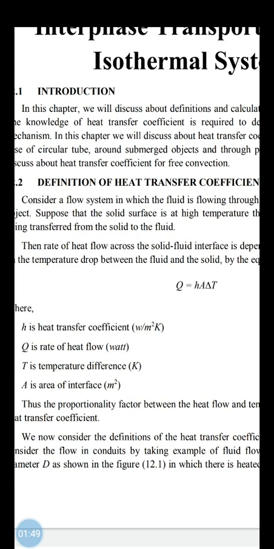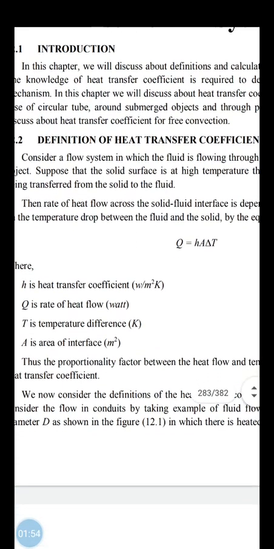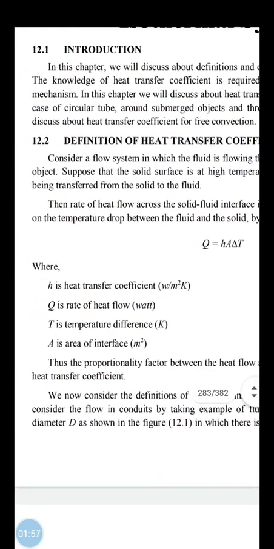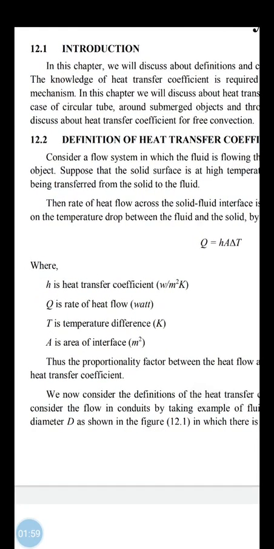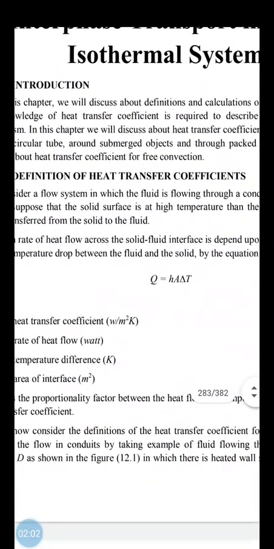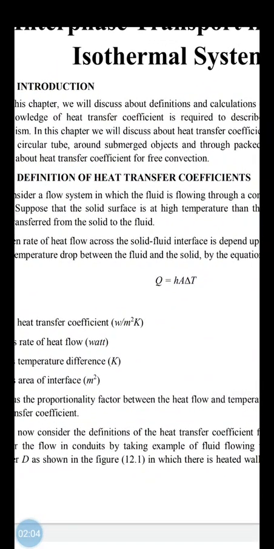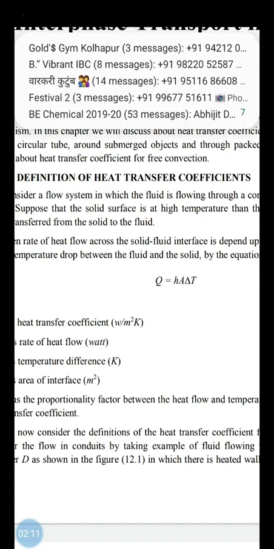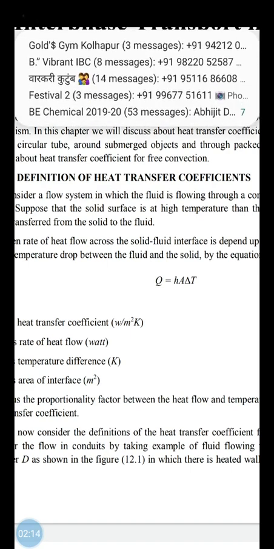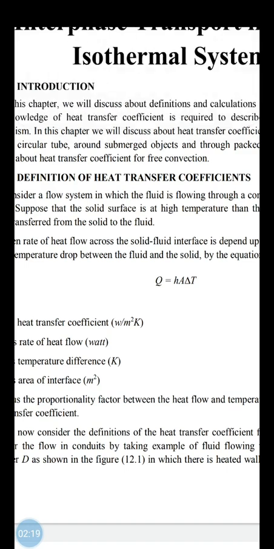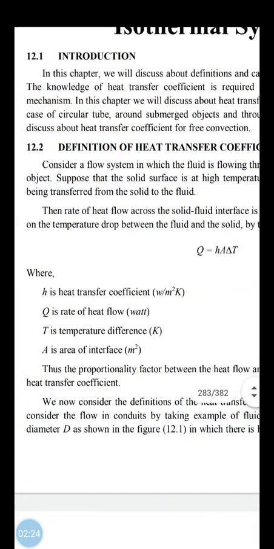So first of all, consider the flow system in which a fluid is flowing through a circular pipe, or it may flow around a submerged object. Suppose that the solid surface is at higher temperature than the fluid. Means if the fluid is flowing through the pipe, that solid surface pipe is at higher temperature and the fluid is at lower temperature. In another case, the solid sphere or object is at higher temperature and the fluid flowing around is at lower temperature.